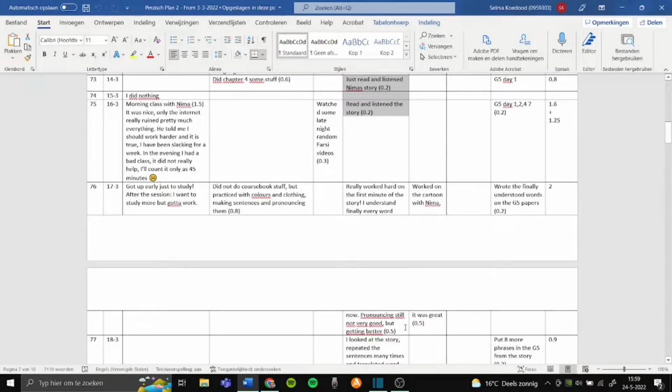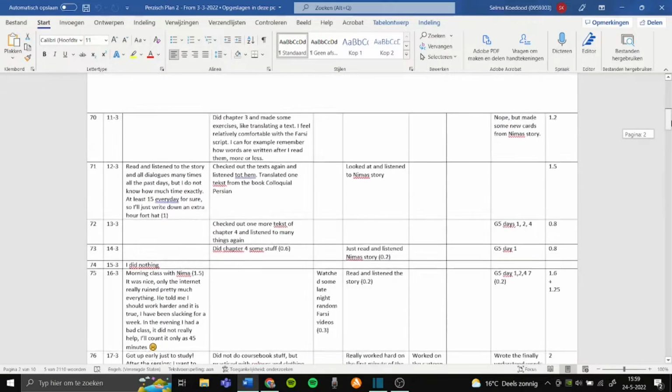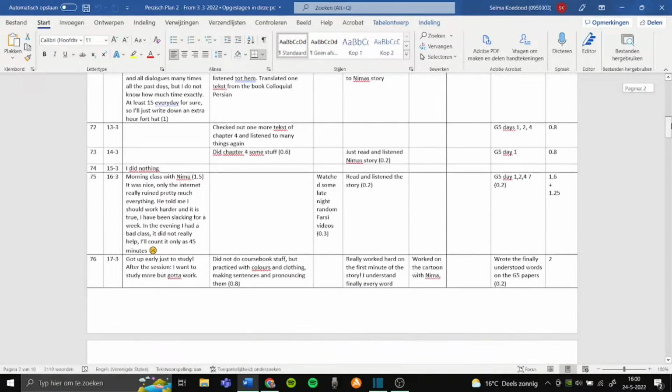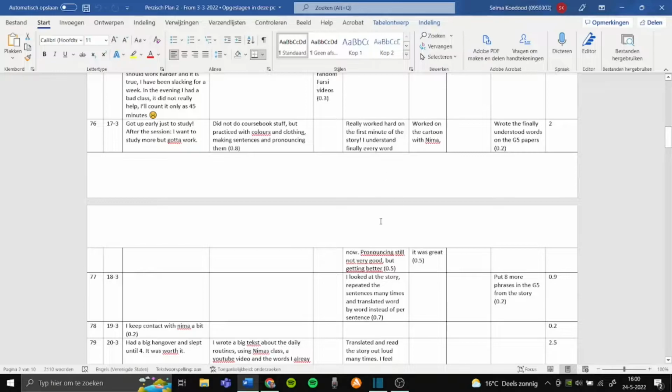And here you can see that 2 weeks later, I'm still working. I'm translating and understanding the same story. So you can see here I understand finally every word. This is almost 2 weeks after listening to the story the first time. And only then I understand finally every word, and I'm trying to read it out loud. As you can see here, I'm trying to pronounce it, but I'm not doing it very well. Here I keep doing it.